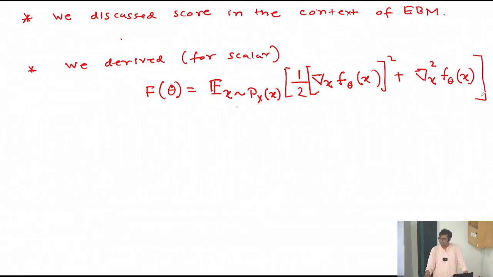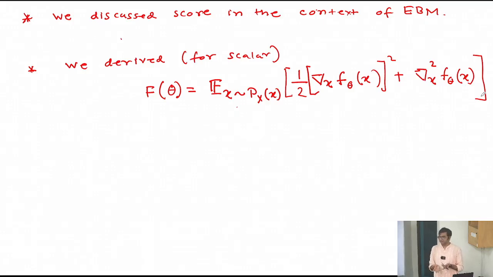Something like this, right? But this we derived with an assumption. What was the assumption? That it was scalar, correct? We derived it with the assumption that it is scalar, right? What will happen if it is vector? How will it look like?